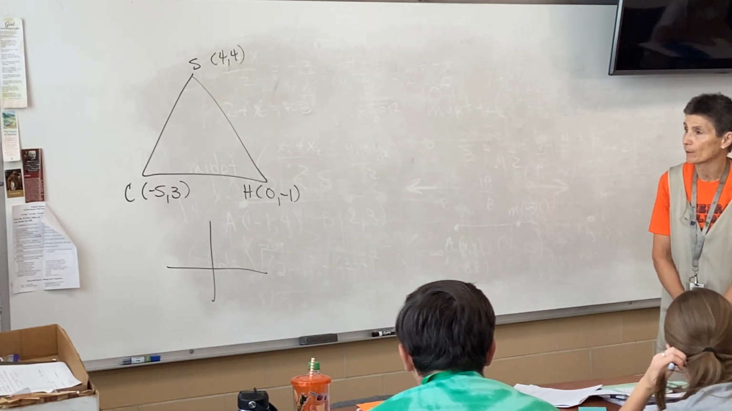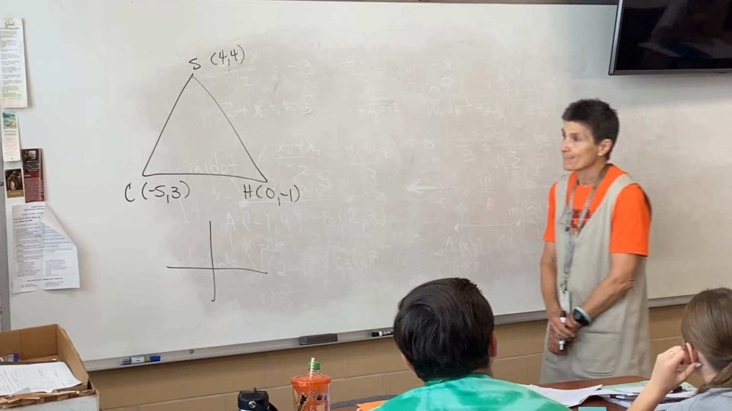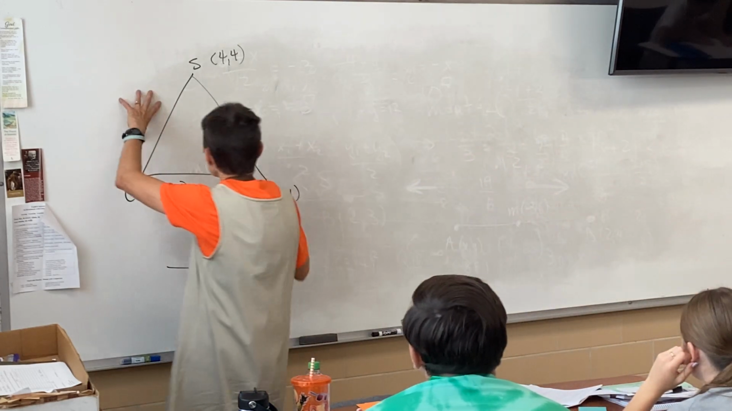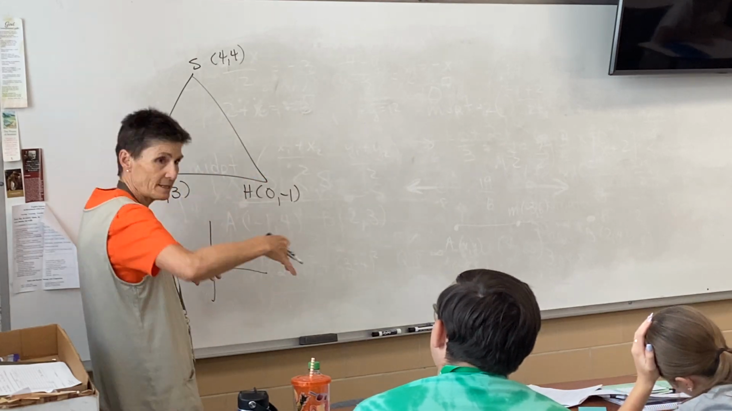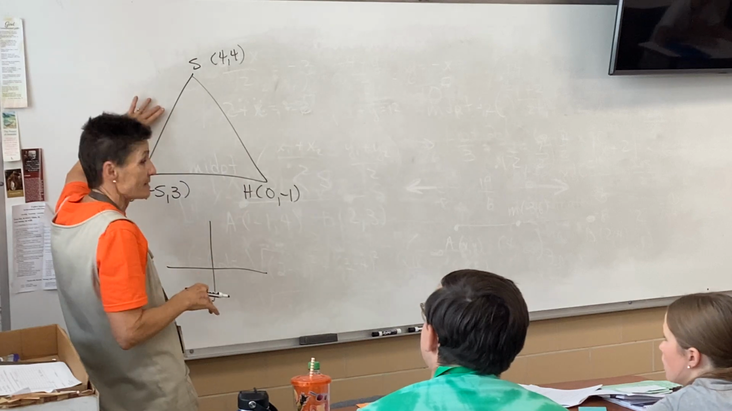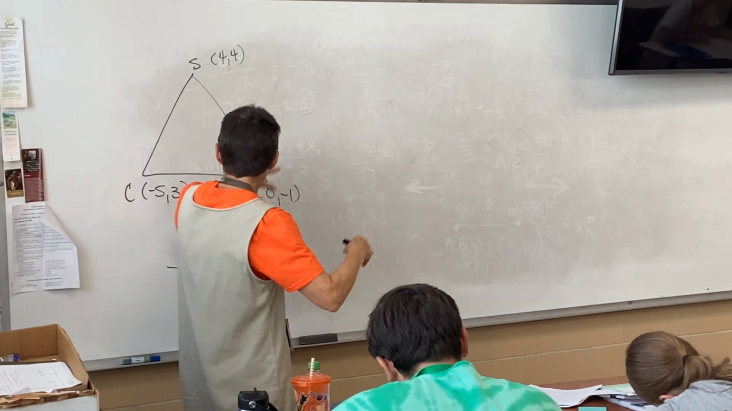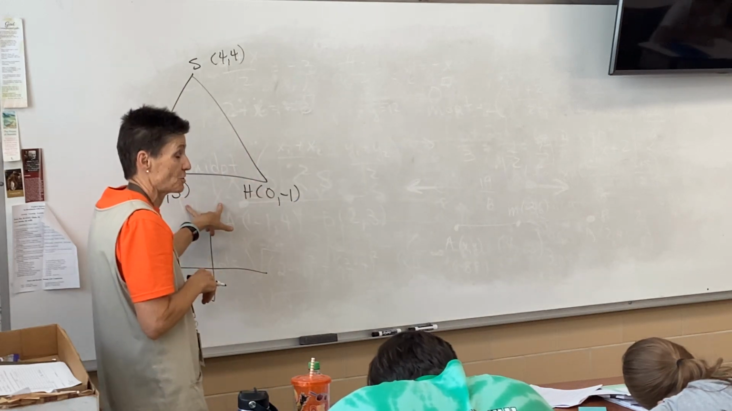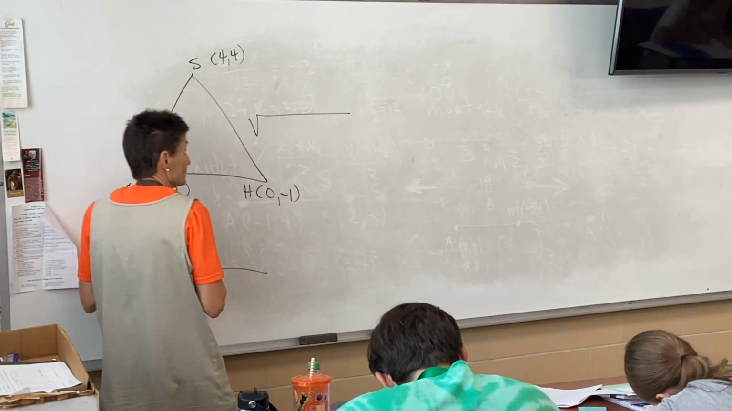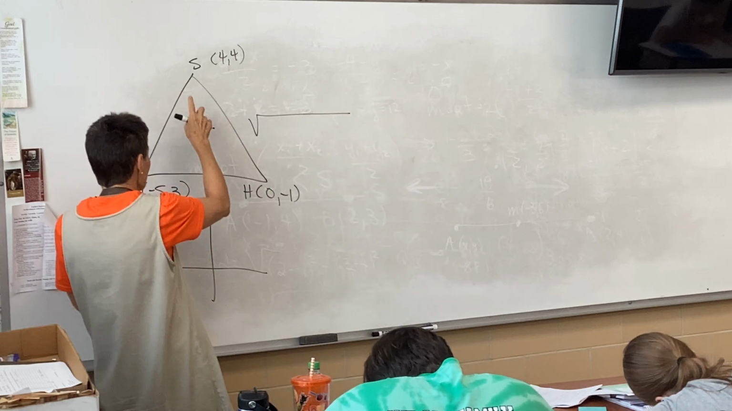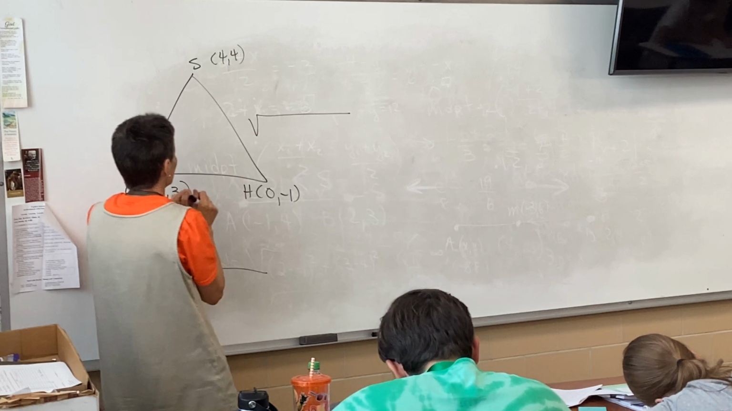How do we find the perimeter? We need this distance, and this distance, right? So you guys here are going to find CS. You middle guys are going to find SH, and you guys over there are going to find CH to save some time. So we're doing our distance formula. Whatever 2 points you are using, do the distance formula.